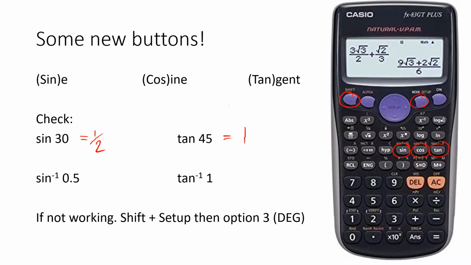The last button that I want to point out, although we're not using this week, but it's useful to make sure you know about it, is sin minus 1. If you look above your sin button, you should see a little sin minus 1. So if you press shift and then press sin, sin minus 1 shows up. If you type in a half, we should get 30 coming out. And likewise, if you do tan minus 1, again press shift and then press tan, and then put 1 in there, you should get 45 coming out. Make sure you know how to do this, because otherwise nothing else is going to work.